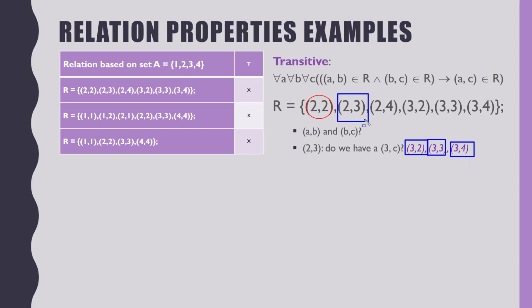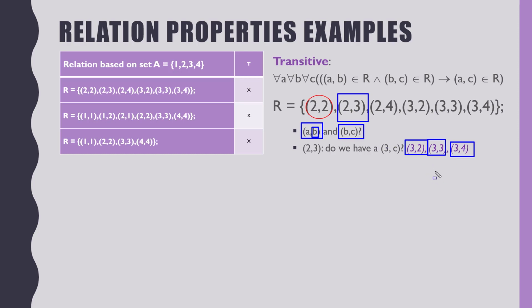So I started off with this pair. That's my AB. Now I'm looking for any BCs. In other words, anything that starts with the thing that this ended with. Well, what did it end with? It ended with 3. Do I have anything that starts with 3? I sure do. I got 3 of them. 1, 2, 3 right there.